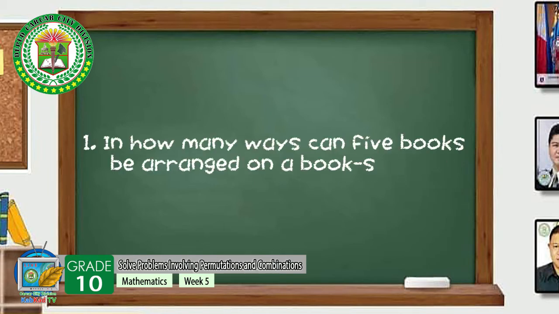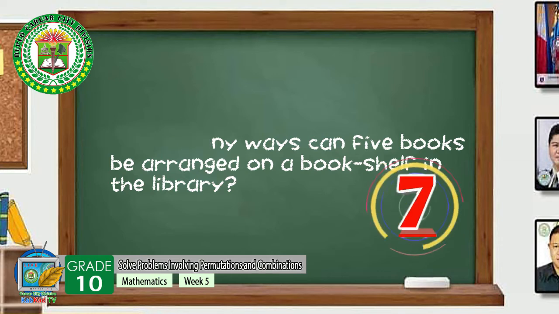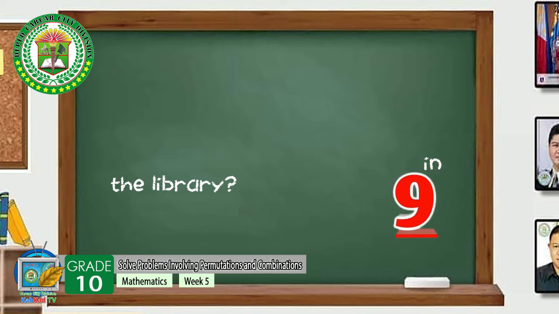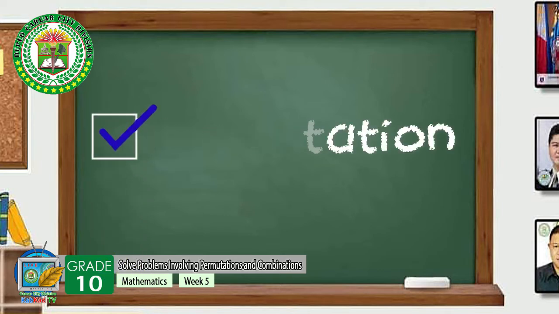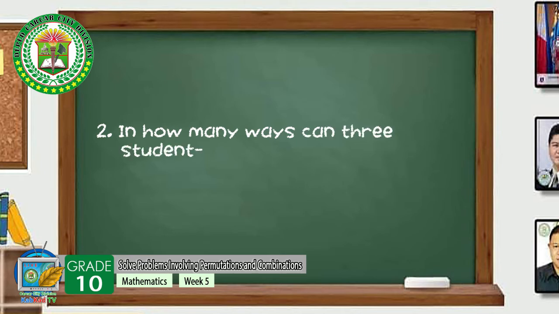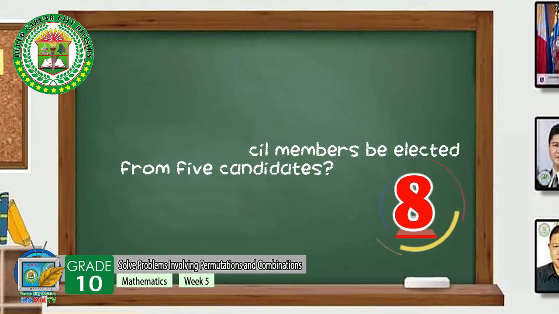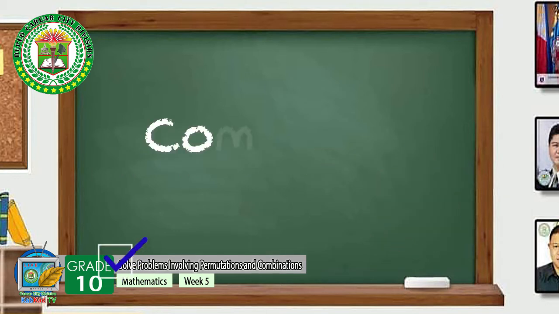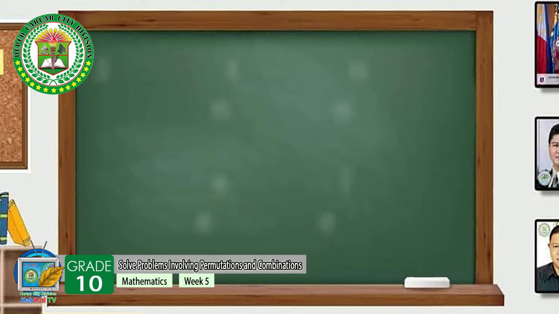In how many ways can 5 books be arranged on a bookshelf in the library? Permutation. Very good. In how many ways can 3 student council members be elected from 5 candidates? Combination. Very good.